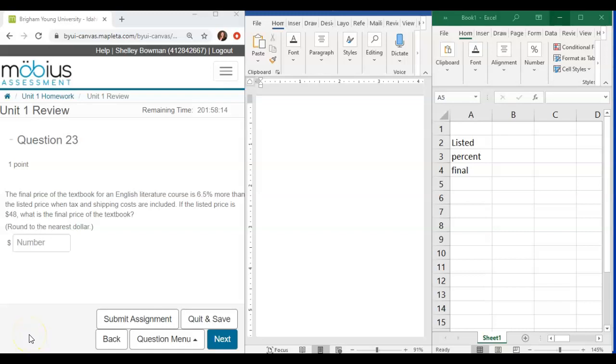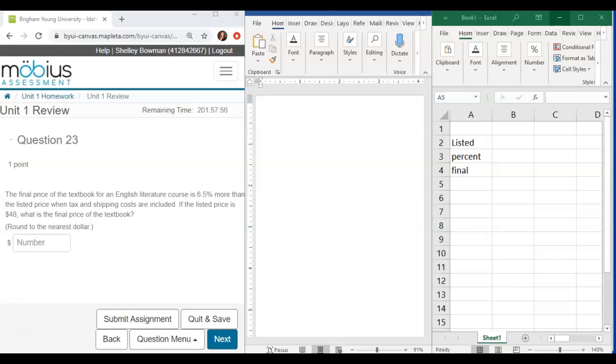Unit 1 Review Question 23. The final price of a textbook for an English literature course is 6.5% more than the listed price when tax and shipping costs are included. If the listed price is $48, what is the final price of the textbook? Round to the nearest dollar.